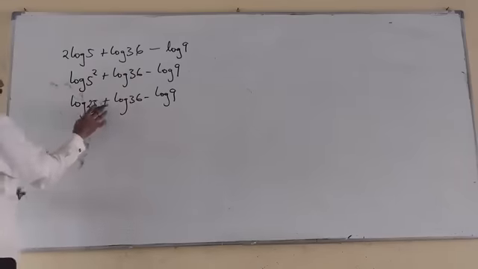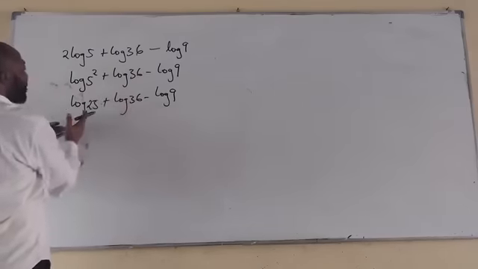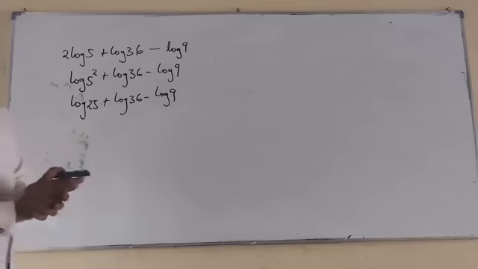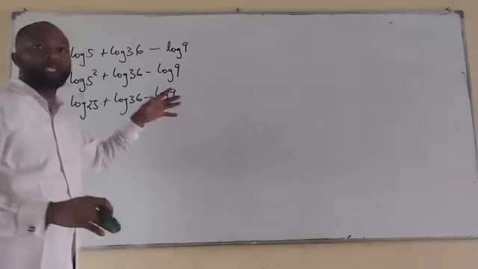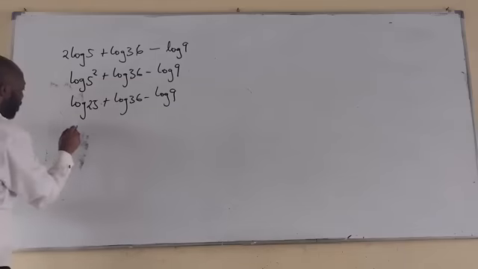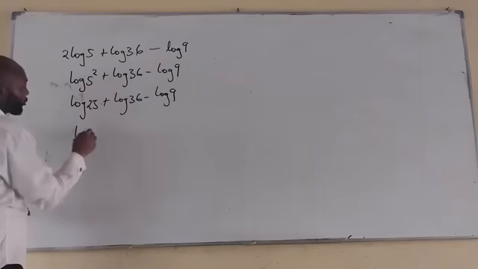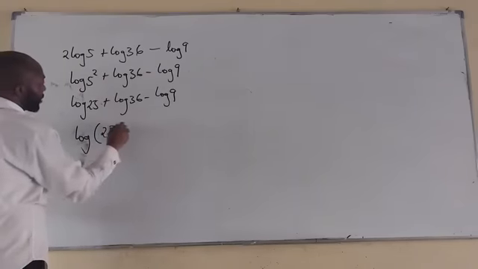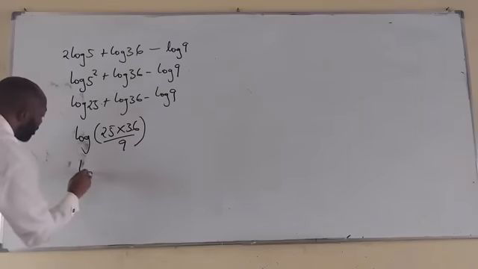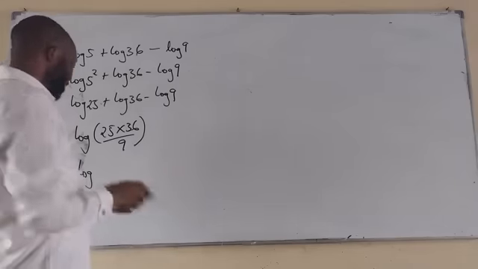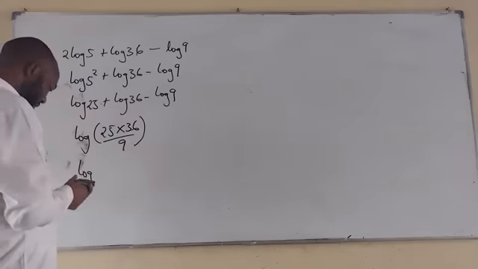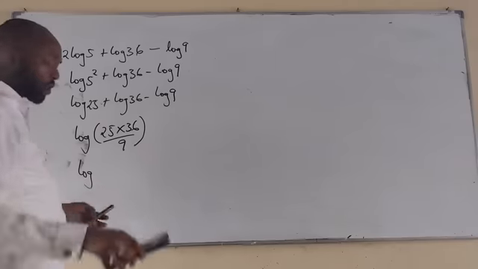So still do the same. Now this is addition. All of them are in base 10, mind you. So whenever a question is given to you and there is no base shown, like base 2 or base 3, know that it is in base 10. So let's proceed. Now I have log of, in base 10, open bracket, 25 times 36 over 9. So this is log of what? Let me find out. 25 times 36 divided by 9 is 100.